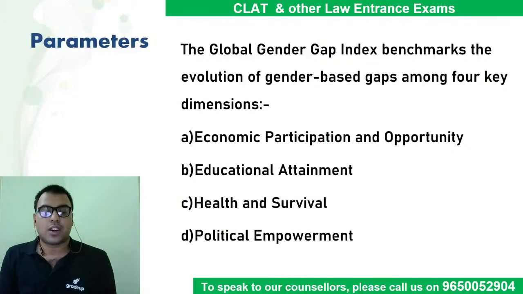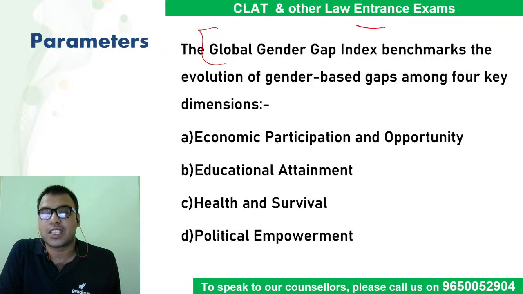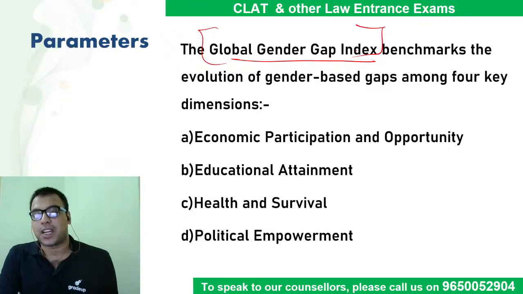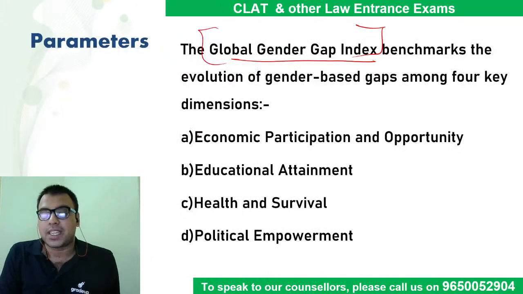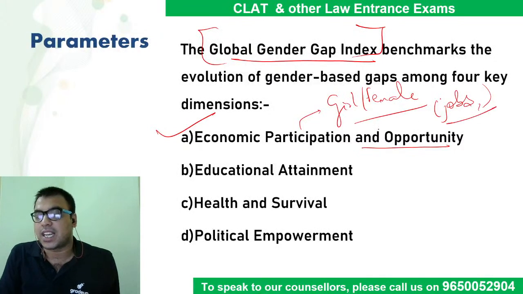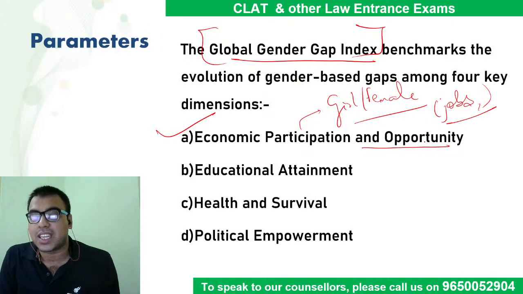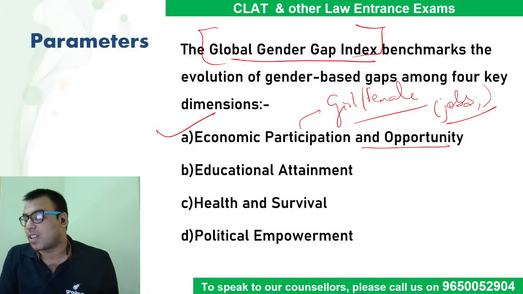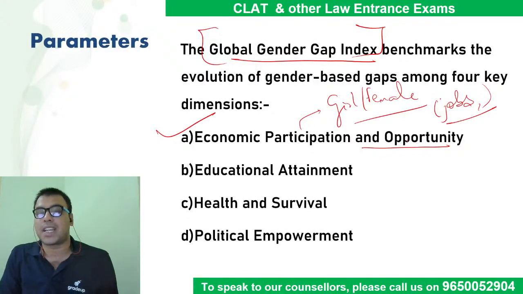Okay. So before moving on, let's see the parameters, or dimensions, on which this Global Gender Gap Report or index is benchmarked. There are four parameters. The first one is called economic participation and opportunity. It means whether the girl child or the female have the opportunity to participate economically, meaning jobs, basically high paid jobs or skilled jobs, whether they are being given a chance or not, or how much they are participating in the labor force.